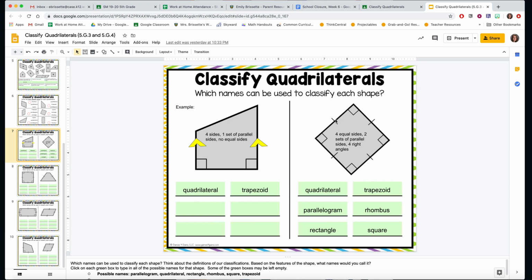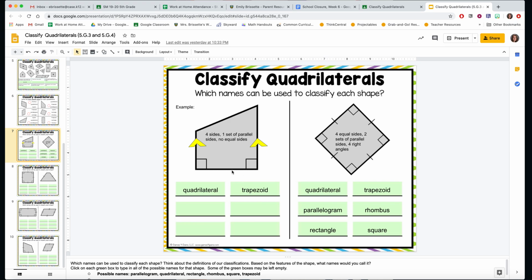This shape has 4 equal sides. It has 2 sets of parallel sides. It has 4 right angles. Because it has 4 sides, I can do quadrilateral. Because it has at least one set of parallel sides, I can do a trapezoid. Because it has 4 sides that are the same length, I can do a rhombus. Because it has 2 sets of parallel sides, I can do parallelogram. Because opposite sides are equal, it has 4 right angles, and 2 sets of parallel lines, I can label it as a rectangle. And then because it has 4 sides the same, 4 right angles, and 2 sets of parallel lines, I know I can label this also as a square.